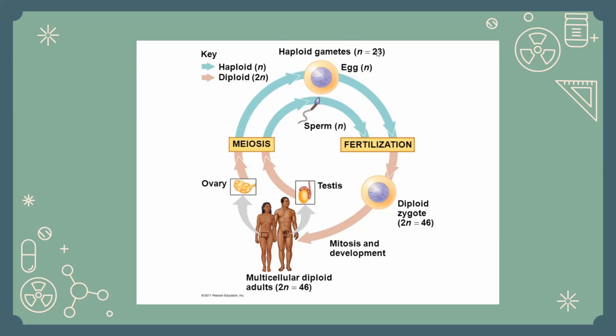This specific scenario is human. So in humans, n would equal 23. An egg and sperm will each have 23 chromosomes, and a diploid adult cell will have 46 chromosomes, which is 2n.